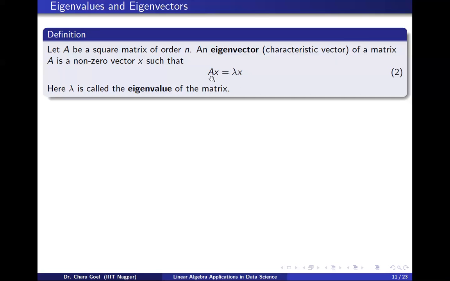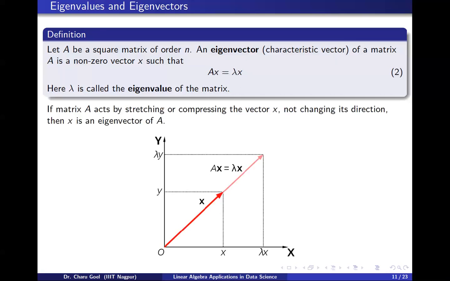So we are just rescaling with the constant lambda, which is called the eigenvalue. Let's say, for example, the matrix A acts on the vector x by stretching or compressing it, not changing its direction. We can also talk about direction, but not here. So the matrix A will compress or stretch the vector x. The direction of x is the same as it was earlier.